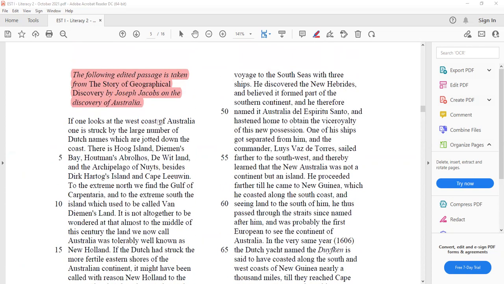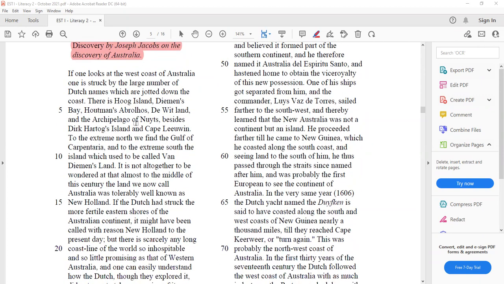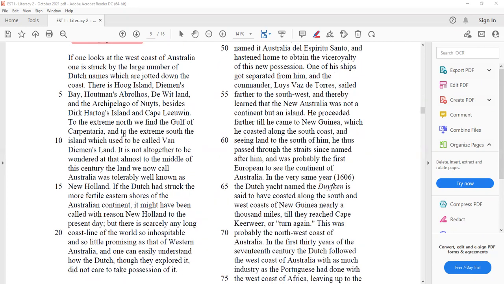If one looks at the west coast of Australia, one is struck by the large number of Dutch names. Take care of the thing that repeats again and again. Dutch names which are jotted down the coast. There is Hook Island, Diamond Bay, Houtman's Abrolhos, Dewitt Land, and the Archipelago of Nuyts. All of these are Dutch names. Besides Dirk Hartog's Island and Cape Leeuwin. To the extreme north, far north, we find the Gulf of Carpentaria. All of these are Dutch names. And to the extreme south, the far south, the island which used to be called Van Diemen Land.